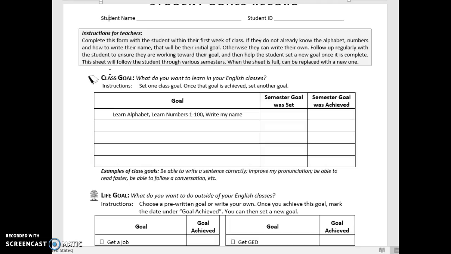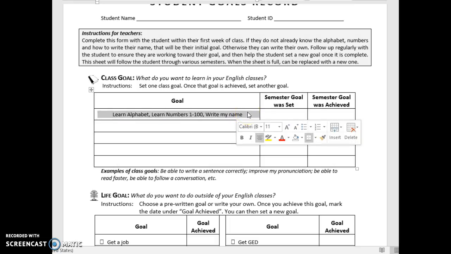This is the goal that they set for what they want to accomplish and what they want to learn in their English class. Now the way that this is designed is that they will set one goal at a time, and as they accomplish it, then they can mark it off and move on to the next goal. The first goal is put in here automatically, and this is designed for students who are lower level and who have not yet learned their alphabet, learned the numbers, and have trouble writing their name. If your student falls into that category, then this is going to be the first goal that they set.